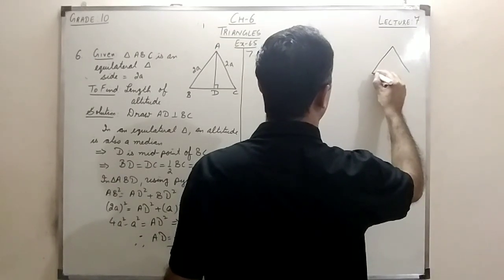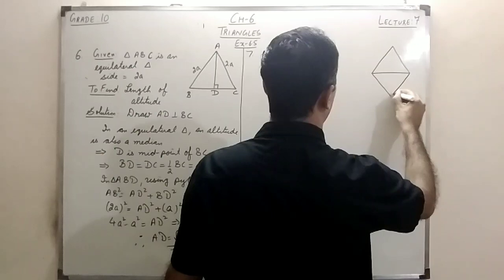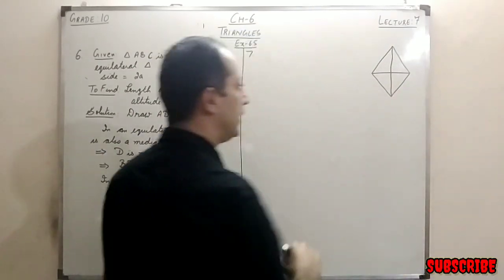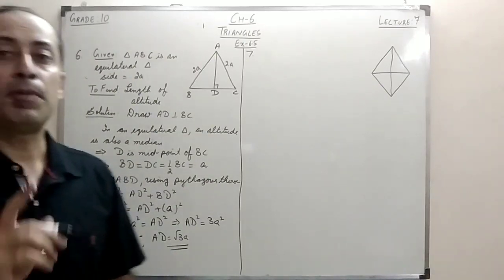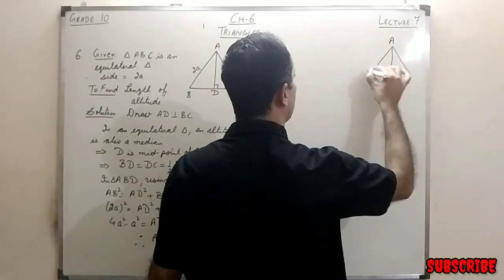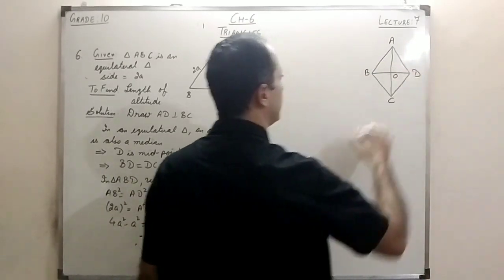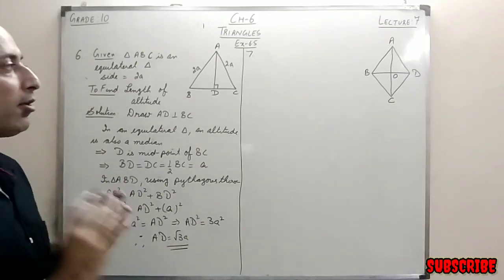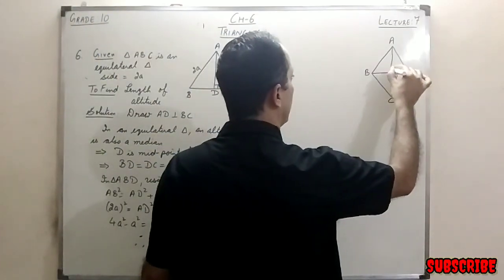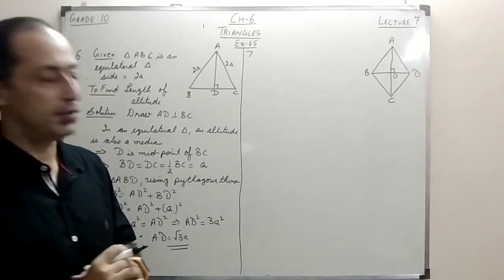Now a rhombus is basically a quadrilateral with all the sides equal and the diagonals are perpendicular bisectors. So I write the names A, B, C and D, and this is the point O. Now in a rhombus the diagonals are perpendicular bisectors. It means there are 4 right angled triangles formed inside the rhombus.